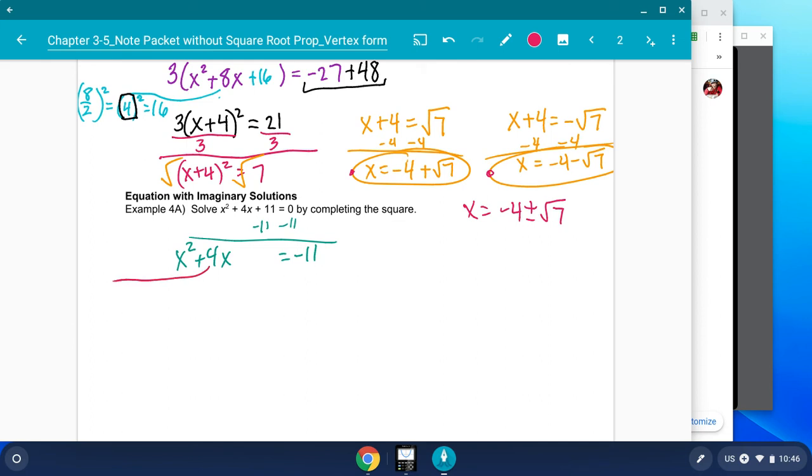You take this guy and you go 4 over 2 squared equals 2 squared, which is 4. So we're going to add 4 to both sides. And then we can factor. So we're going to go x, and then this is a positive 2, so plus 2 squared equals negative 7. If you get to this point where you're down to the next step being square root, this is when you know you're going to have an imaginary solution.